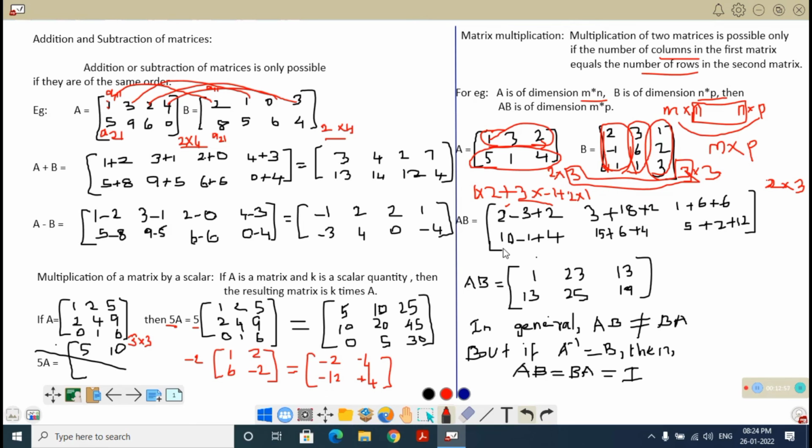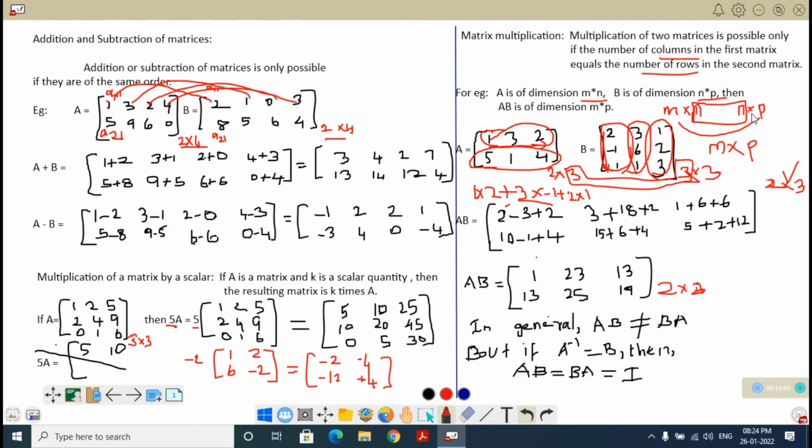Coming to the second row, 10 minus 1 is 9, 9 plus 4 is 13. And then 15 plus 6 is 21, 21 plus 4 is 25. 5 plus 2 is 7, 7 plus 12 is 19. So the resulting AB is of the order 2 by 3. Yes, we got it. So the condition is, whichever two matrices you are going to multiply, you have to take the order into account. The number of columns in the first matrix should coincide with the number of rows in the second matrix.